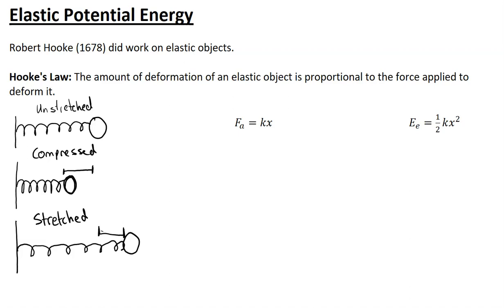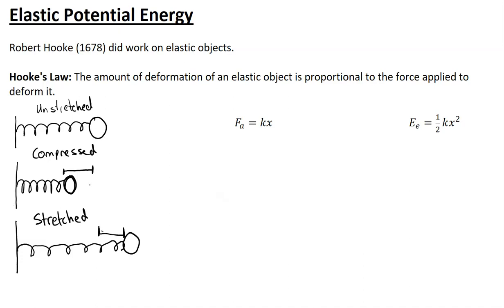Robert Hooke did all his work in the late 1600s, and in 1678 published what is now known as Hooke's law, and that is the amount of deformation of an elastic object is proportional to the force applied to deform it. In other words, if we look at the situations below, the amount that we are deforming an object is the distance that it's been changed from the unstretched amount.